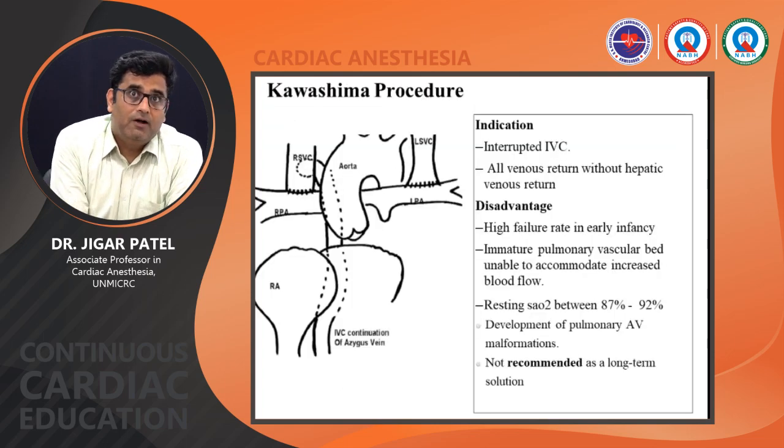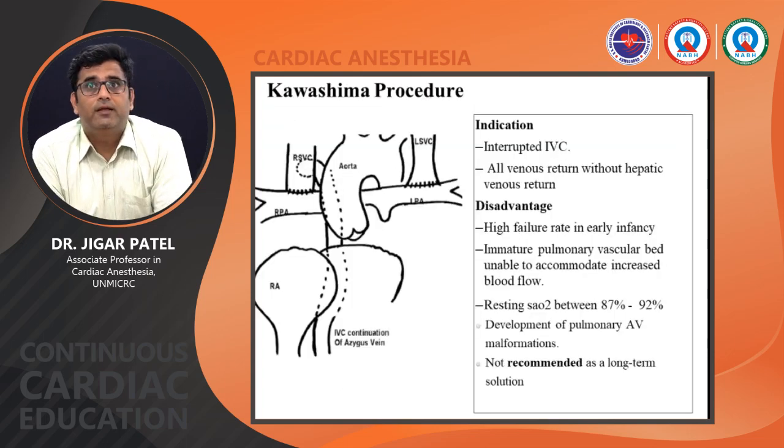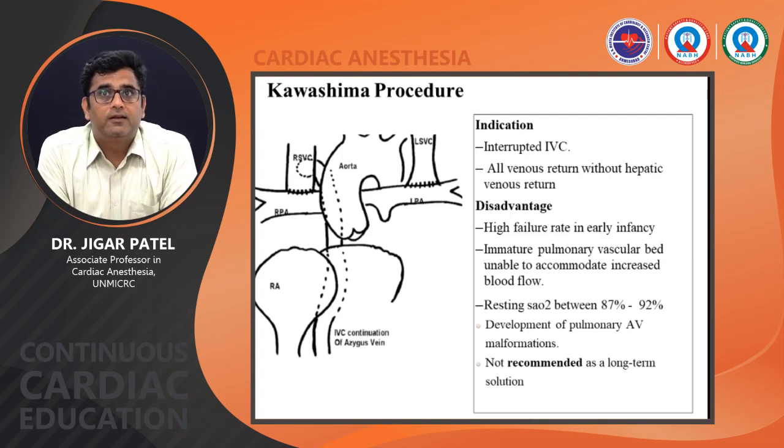Another procedure is a Kawashima procedure. It is similar to Glenn, but it is indicated in the interrupted IVC case, IVC patient. Here all the venous return from the body except hepatic venous return will come to the SVC, and IVC is a continuation of azygous vein.